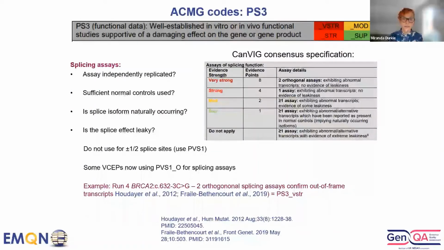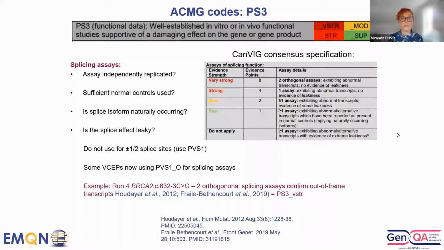The Greenwich guidelines cover the protein assays really well, but do not go into splicing at all. So there is a ClinGen SVI group looking at splicing, but there are no guidelines available as yet. Meanwhile, you just have to be very careful to make sure that the assay you're looking at is well established and is a good quality assay. Some of the things to think about: has it been independently replicated? Have they used sufficient normal controls? If you detect an abnormal isoform, is that isoform naturally occurring? And is the splice effect leaky? That means, do you get some wild type protein from that mutant allele?